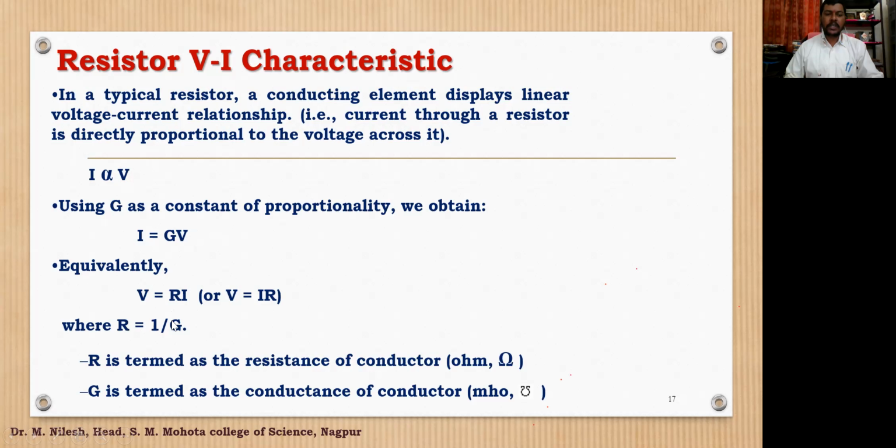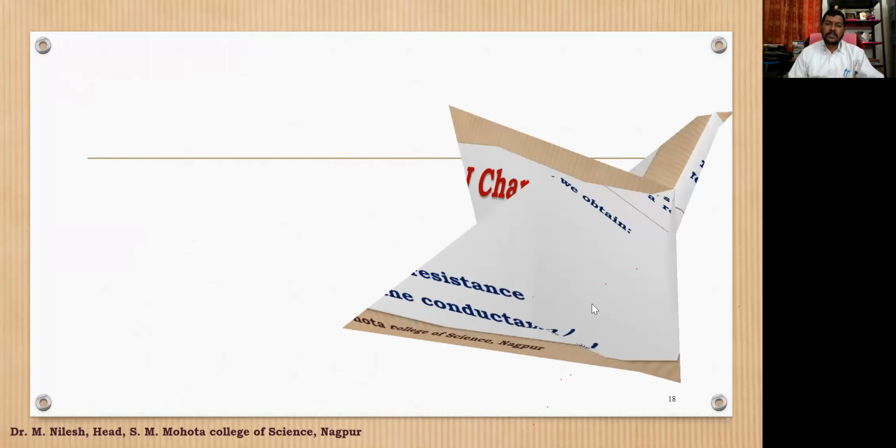So conductance is G, and R is termed as the resistance of a conductor, which is given in ohms, and this is the symbol. Whereas G, that is called the conductance, has the reciprocal unit of ohm, that is mho, M-H-O. So this is ohm and this is mho. So the unit of conductance is mho, and it is the reciprocal, right? So it is topsy turvy, ulta hai ye, right? So this is the proportionality of resistance, and this is how we derive the resistance.